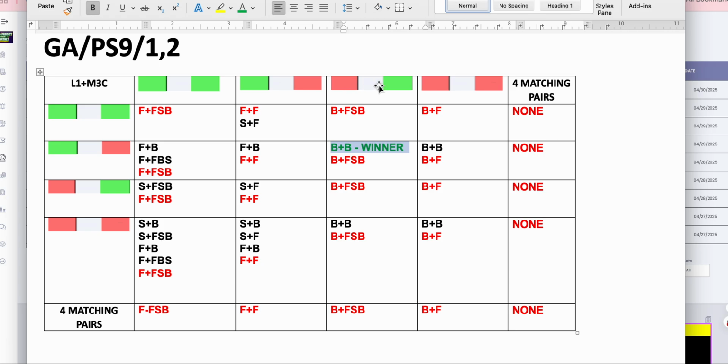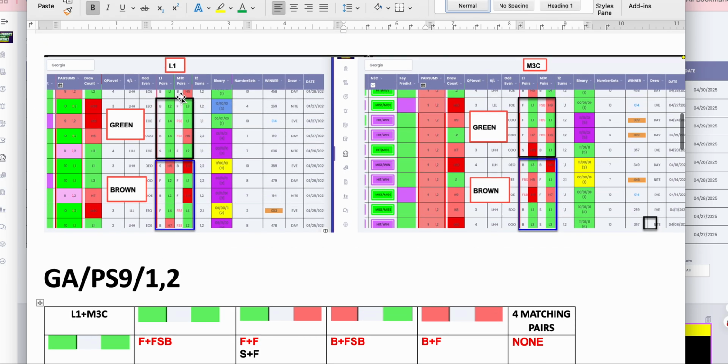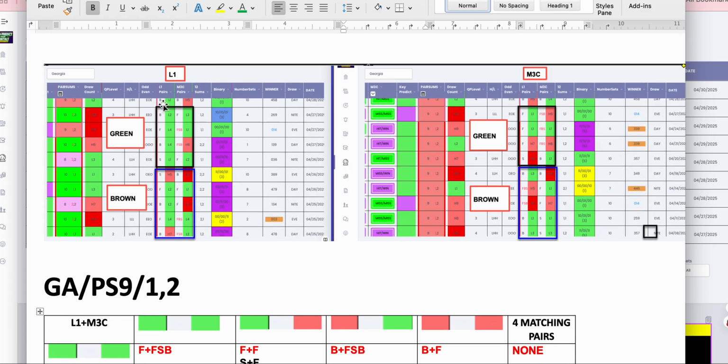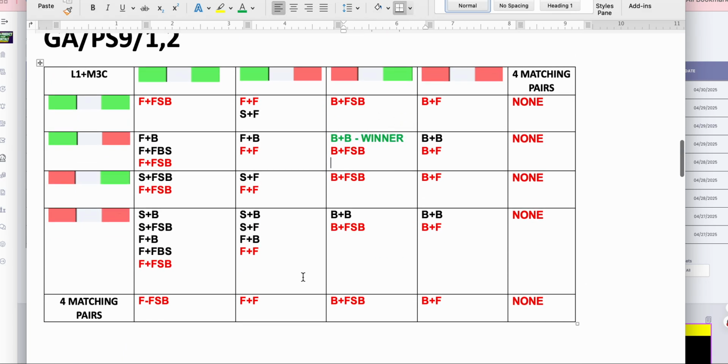The M3C was green, brown, green. L1 was green, brown. So L1 is green, brown, M3C is brown, green. Okay, look. Green, brown, brown, green. Correct. And the pair is back, back. See, I told you they have to match.